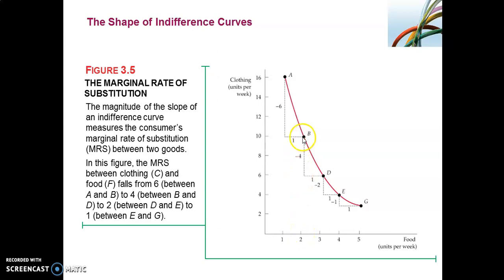And again, if we were to compare point B to point D, we can see that there is a change of 4 units of clothing. So clothing would fall by 4 units for the consumer to obtain 1 additional unit of food. Similarly, from D to E, we can now see that there is a change in clothing of 2 units to obtain 1 more unit of food, and so forth. You can also examine what happens between E and G.